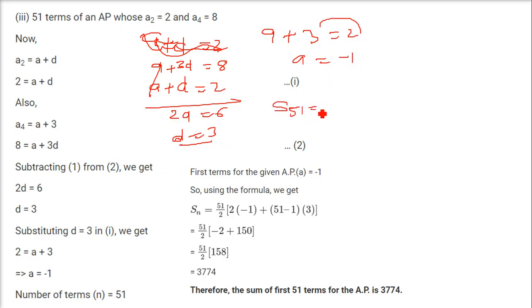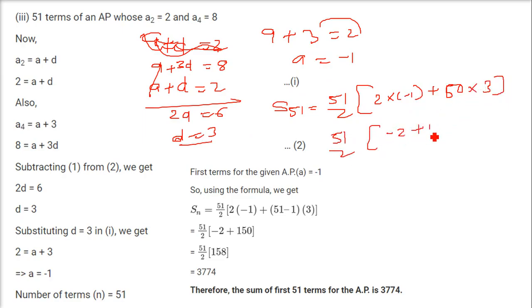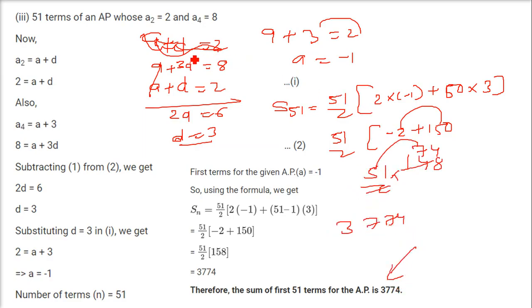Just sum it up to 51 terms. N by 2, 51 by 2. 2a, that is 2 into minus 1, plus n minus 1, that is 50 into d. D is what? 3. So what do you get? 51 by 2, and 2 into minus 1 is minus 2, and this is 50 into 3, 150. 150 minus 2 is 148. 51 by 2, 2 7s are 14, 2 4s are 8, 74 into 51 is 3774. This is your answer.